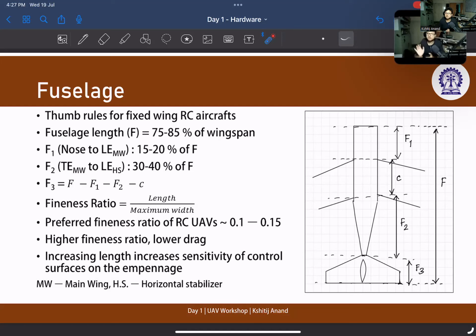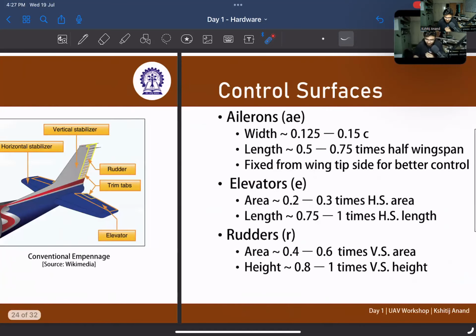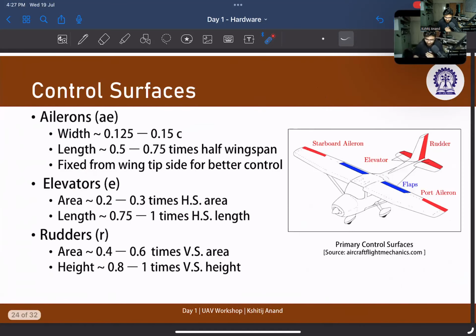Okay, I guess we have no questions or doubts. Okay, we'll move forward. So now I'll quickly cover three sections, which are fuselage, empennage, and control surfaces. And then we'll go on to a demo of the aircraft.